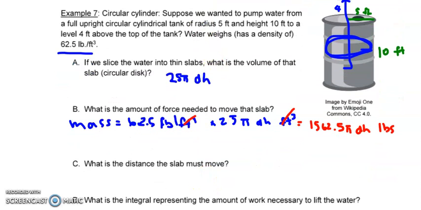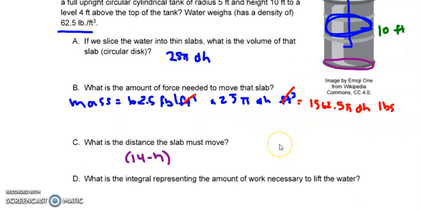So then they ask us, well, how far does each slab of water have to move? Well, the one at the very bottom down here has to go the 10 feet of the cylinder plus the extra 4 feet. And then say the one at the very top here just has to go the 4 feet. So basically, each slab has to move 14 minus h, where h is the height of that slab of water. Okay, and remember that 14 comes from a 10-foot cylinder plus moving 4 feet above the cylinder.